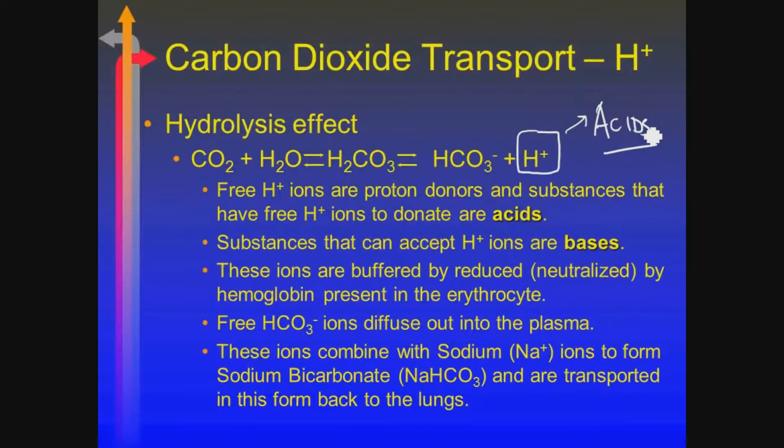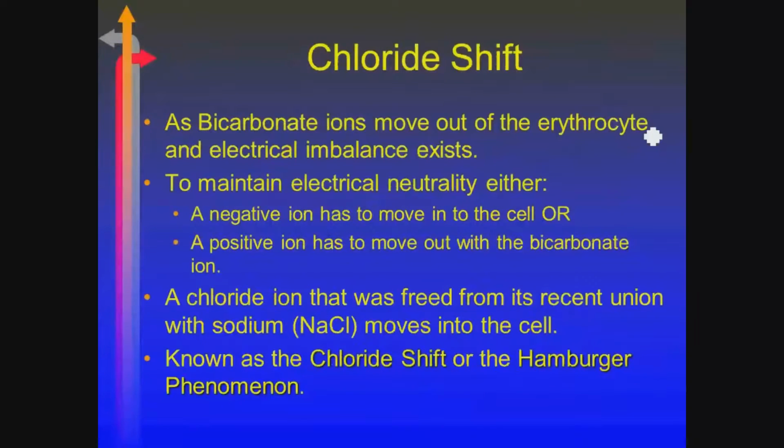So hemoglobin ties up hydrogen ions. The bicarbonate ion goes through a process where it diffuses back out of the erythrocyte back into the plasma. It then joins up with some sodium and is carried as sodium bicarbonate back to the lungs. We call this the chloride shift.